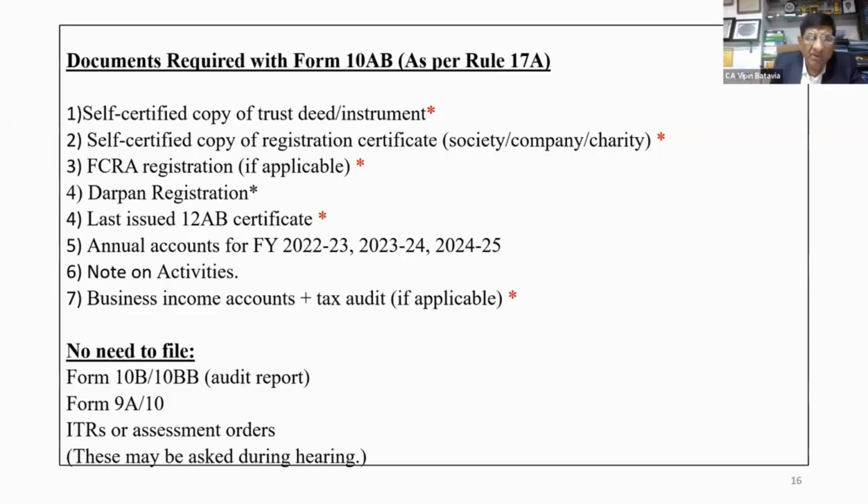For the notes on activities, I have already explained earlier that you have to give detailed notes on what activities have been conducted. And if there is business income and tax audit is applicable, then the tax audit report is to be filed. We need not file along with the application the audit report 10B, 10BB, accumulation forms 9A, 10, or ITR or assessment orders. At this stage, it is not required. But be ready for all these things. They will ask during the hearing.